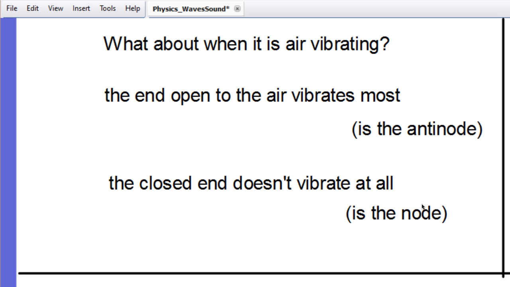But what about when it's air vibrating? You got something like a flute, or a clarinet, or a trumpet, not a string. Well, in that case, the end or ends that are open to the air, those are the antinodes. They are vibrating the most because they have the most room to vibrate. If you're a closed end, it means you got air on one side and a wall on the other. You cannot vibrate as much. So, anything on a closed end is a node.